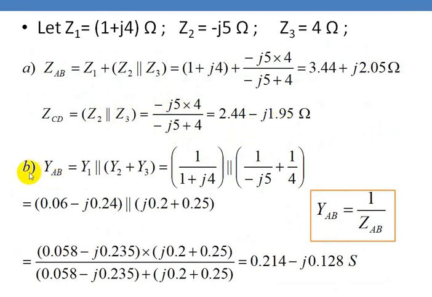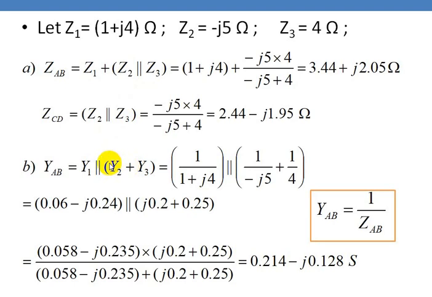Now coming to the admittance. Admittance YAB will be equal to 1 by ZAB, so the inverse of this will be YAB. How to get this value? YAB equals Y1 in parallel with Y2 plus Y3. If the impedances are in parallel, their admittances you have to add, just opposite to that of the impedance.